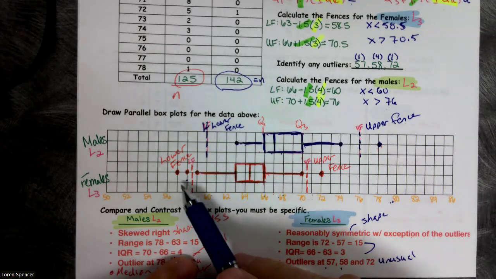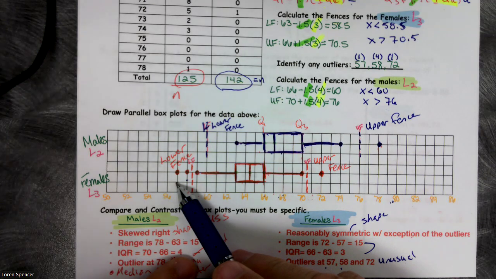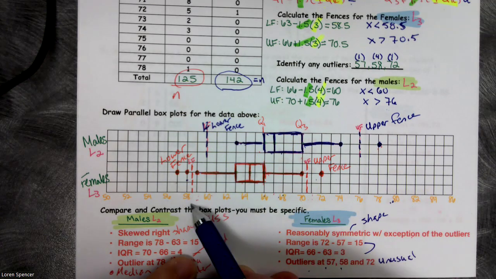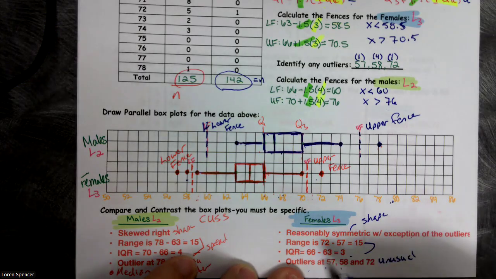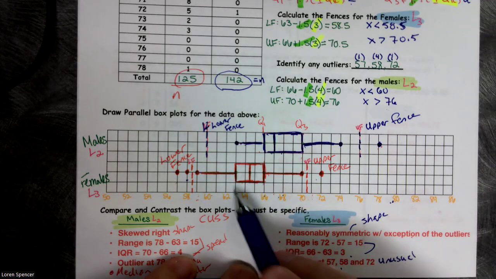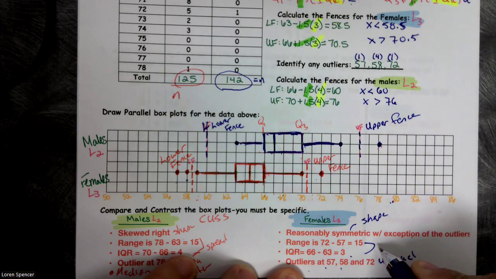Our range is our largest minus our smallest value, which is 57. So 72 minus 57, and that's where we get that from. Our largest minus our smallest, 72 minus 57 gives us 15. And our IQR is 66 minus 62, and that's our spread.